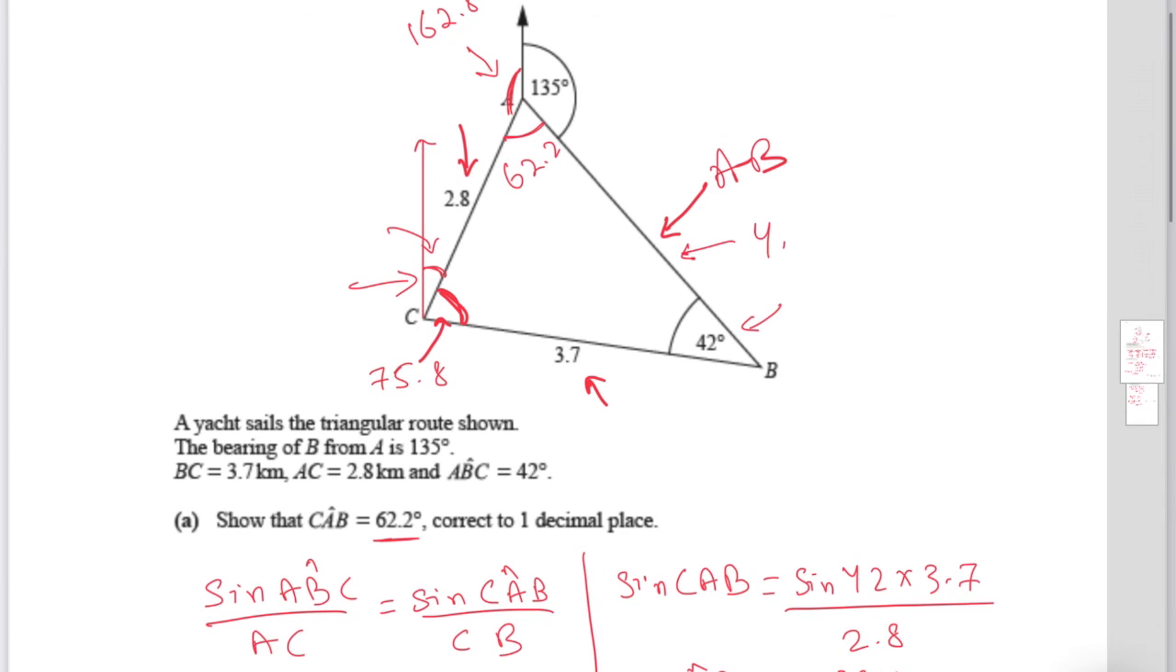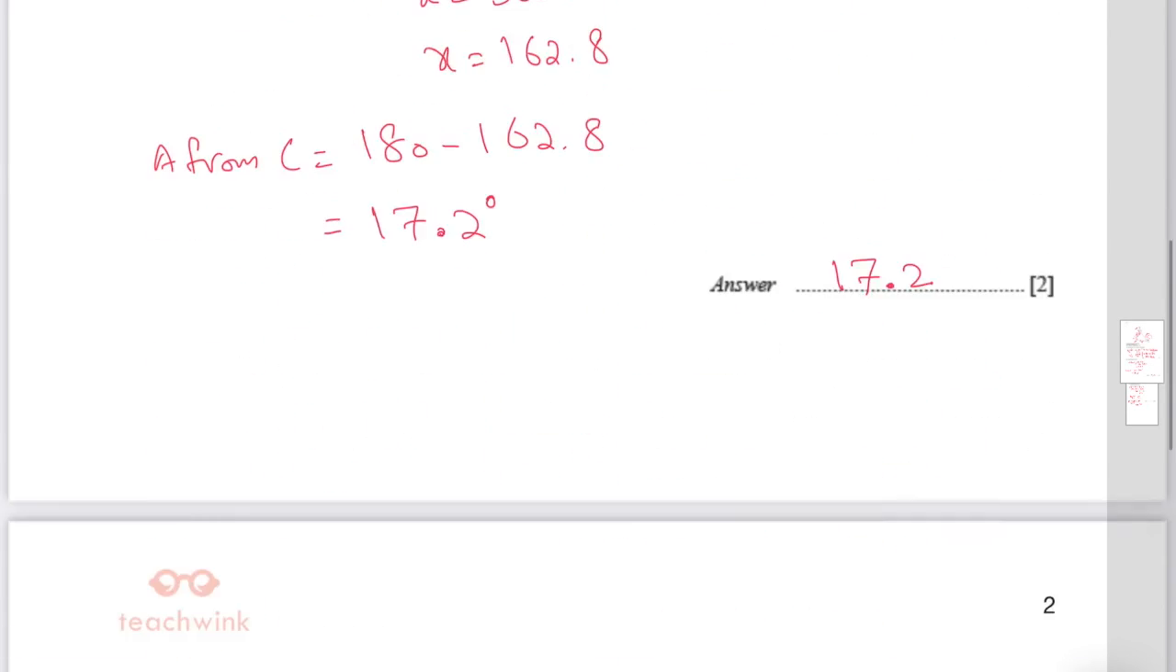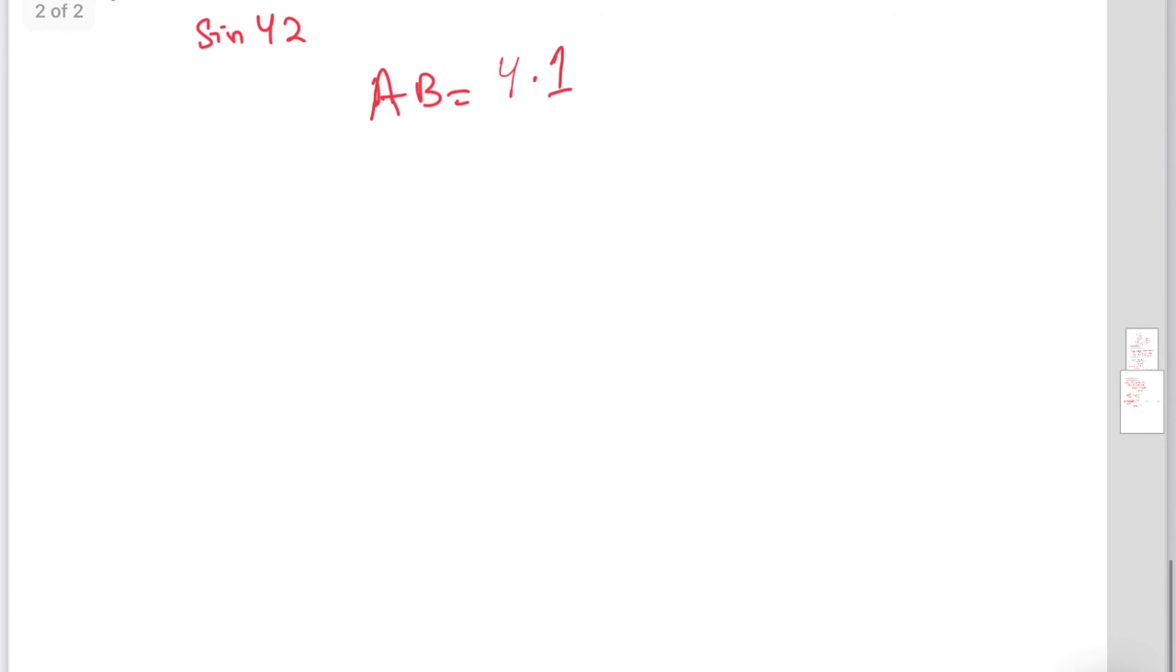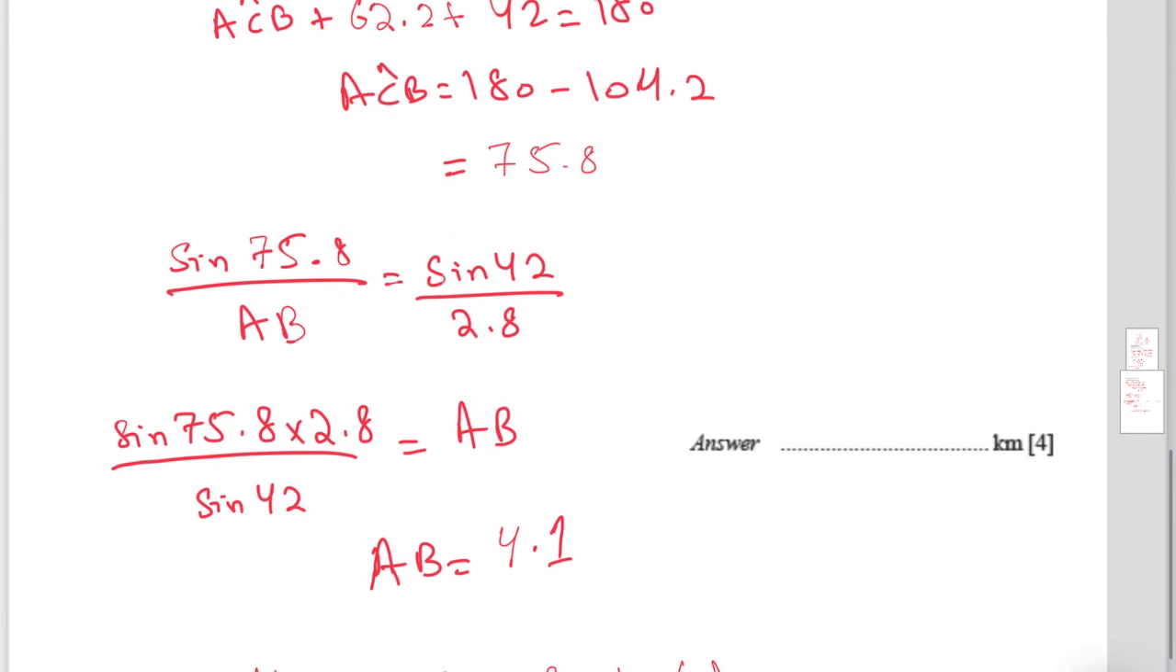This is 4.1. We need to find the total distance covered from A to B to C to A. That means we add this value, and this value. Let's do that. So we do 4.1 plus 3.7 plus 2.8. Let's see what we get. This gives us 10.6 kilometers. 10.6 kilometers is the total distance. We write the value over here.